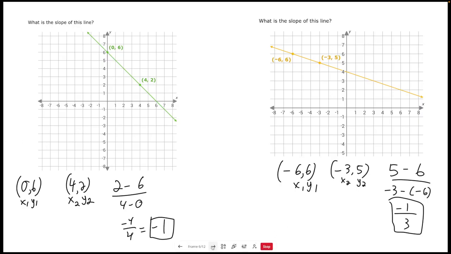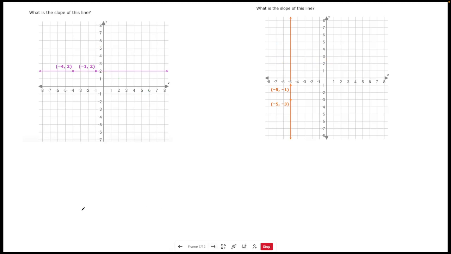All right. For these types of problems, you'll notice that the problem on the left is a horizontal line, and on the right, we have a vertical line, and these have special slopes. So let's look at them. We can still set our problem up the same way.